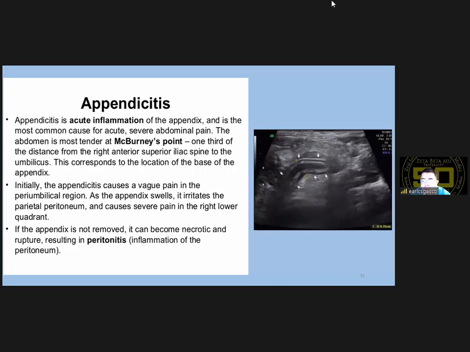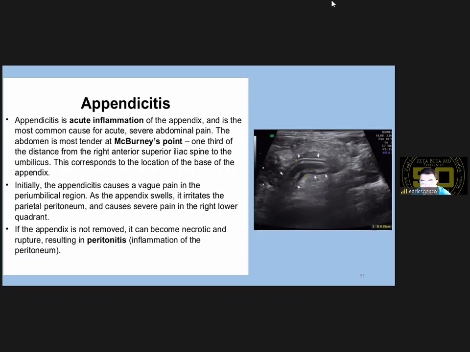As the appendix swells, it irritates the parietal peritoneum and causes severe pain in the right lower quadrant. It's the peritoneal irritation that causes the rebound tenderness. So when you palpate the right lower quadrant and there's pain, you can be sure that the parietal peritoneum is already inflamed. We have rebound tenderness. You will discuss this more in your second or third year, I think. You have rebound tenderness and direct tenderness. This happens when your parietal peritoneum becomes inflamed.